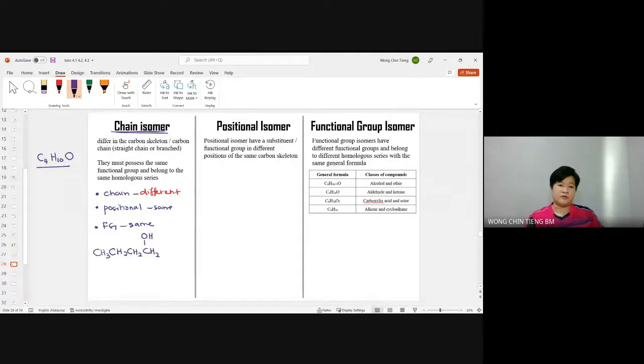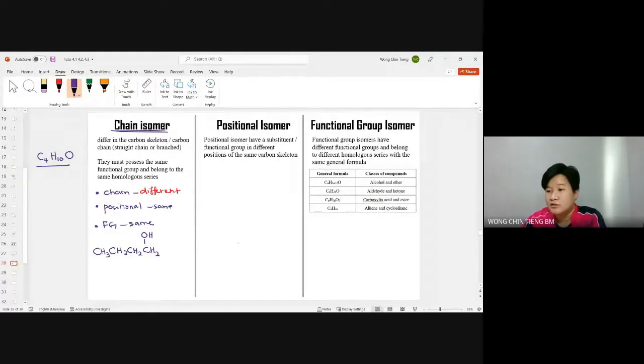C4H10O. Okay, some more. When I say it's a chain isomer, I told you that the chain needs to be different. Rantai kena berbeza. Sekarang rantai kita 4 carbon. Macam mana nak buat rantai tu berbeza? Kita boleh pendekkan rantai tu jadi 3 carbon.